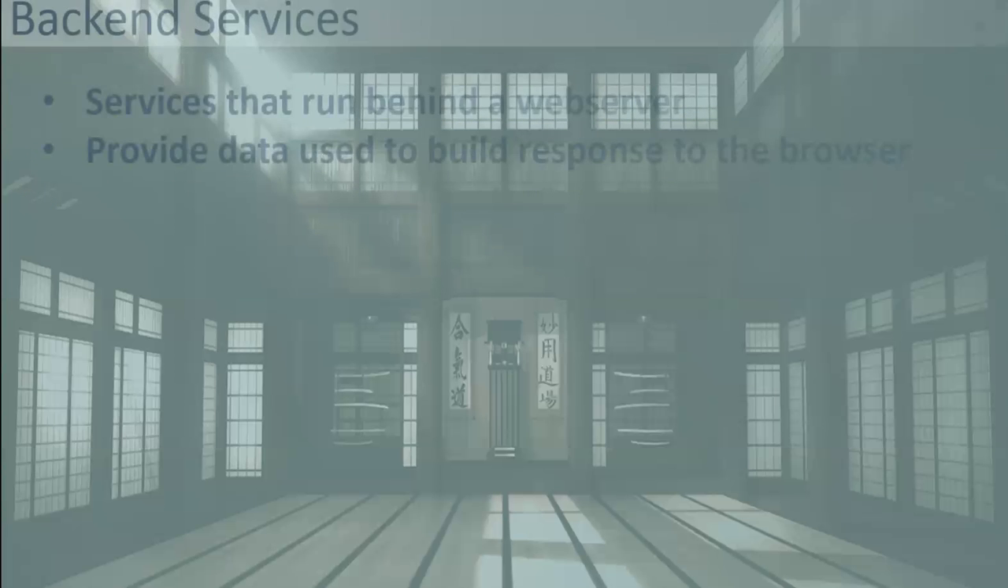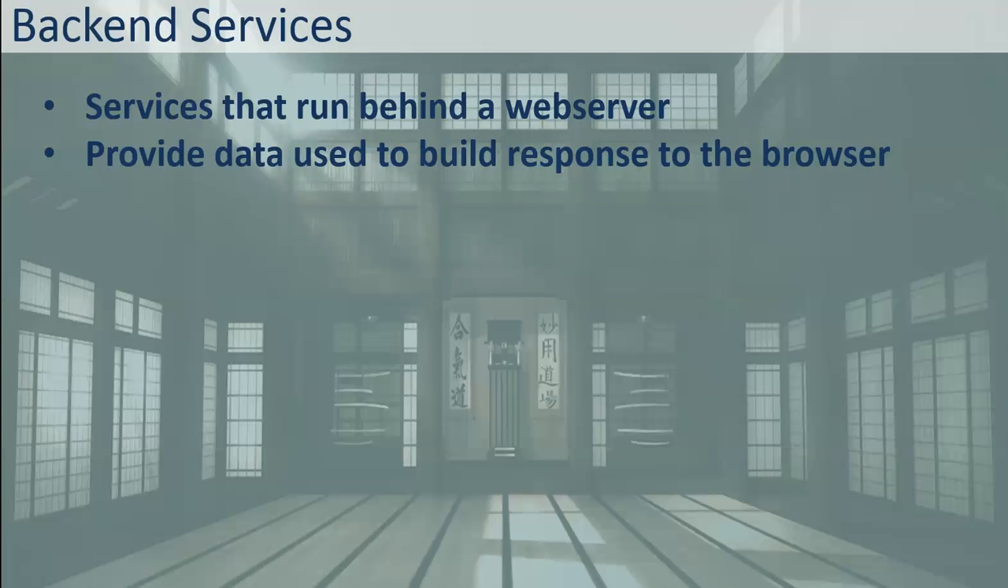You heard me say back-end services. Well, what's a back-end service? Well, back-end services is just a set of services that run behind the web server. Those things that I just talked about. All they do is provide data used to build responsive browsers. So this includes our server-side scripts and also things like our database. Our database is a component used to store data so that it can be persistent between requests. All right, and the one we'll focus on in this class is MongoDB.